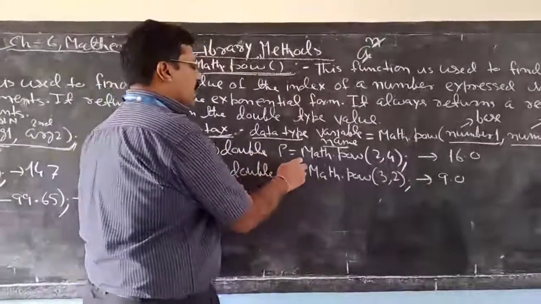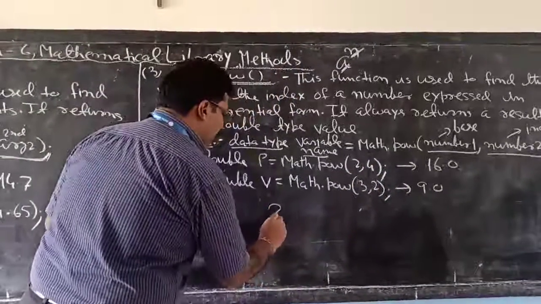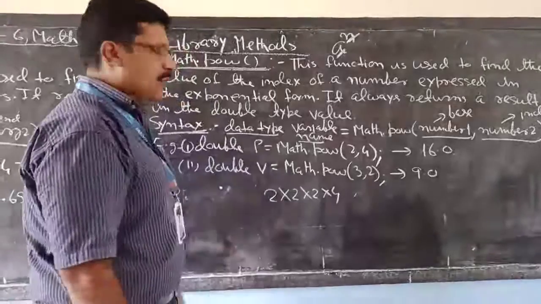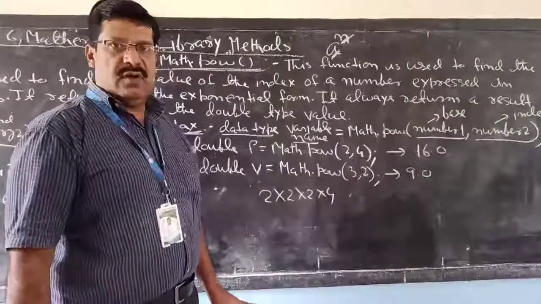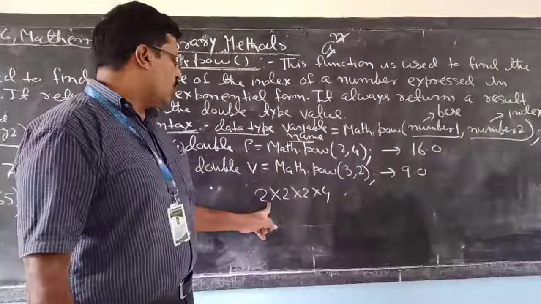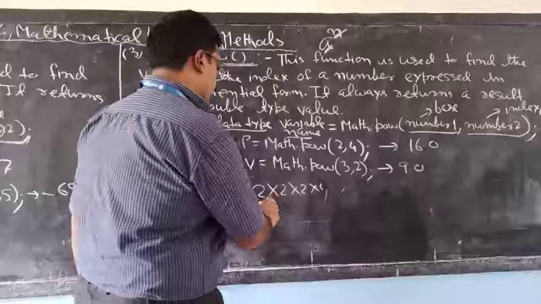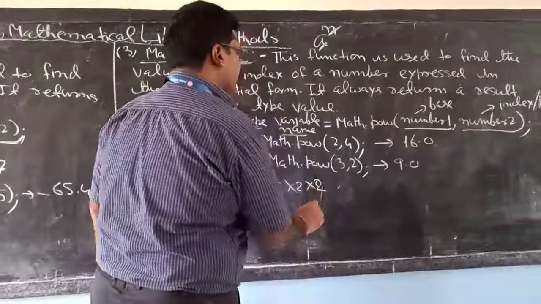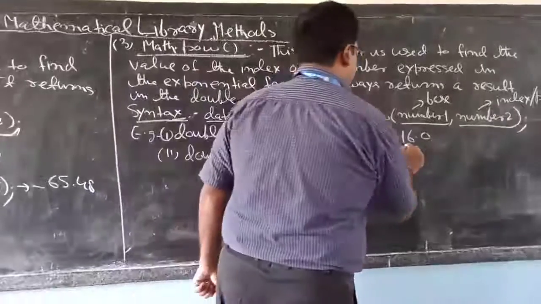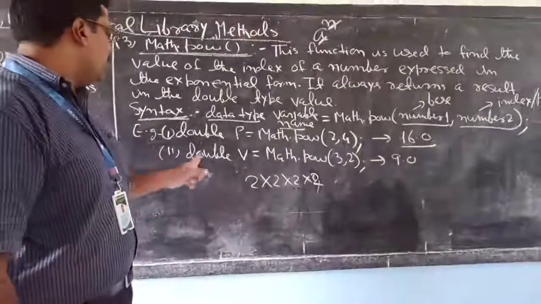So double b equal to Math.pow(2, 4). So 2, 4 means 2 into 2 into 2 into 2. Correct? It's 2 power 4. Alright. So 2 is the number and 4 is the index. So 2 into 2, 4, 4 into 2, 8, and 8 into 2, 16. So what will be the output? Output will be 16.0. 16 comes, but 16.0 will be taken because it is double.